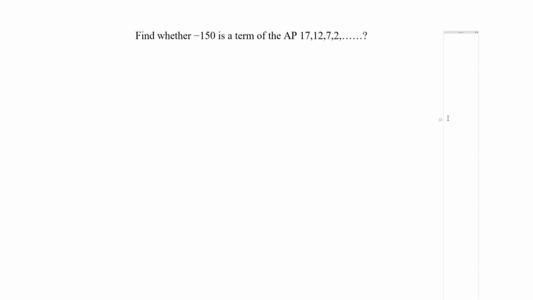Moving to the next question. Find whether minus 150 is a term of the AP 17, 12, 7, 2 and so on or not. So first he is saying find whether minus 150 is a term, right? So an is given as minus 150. He is asking us to check whether the term exists in the given progression or not, meaning he is asking us to find the n value. And the first term, that is a, is given as 17. Then the common difference is second term minus first term, right? Here 12 minus 17, that is smaller number minus bigger number, so our answer will be negative. 12 minus 17 is minus 5.